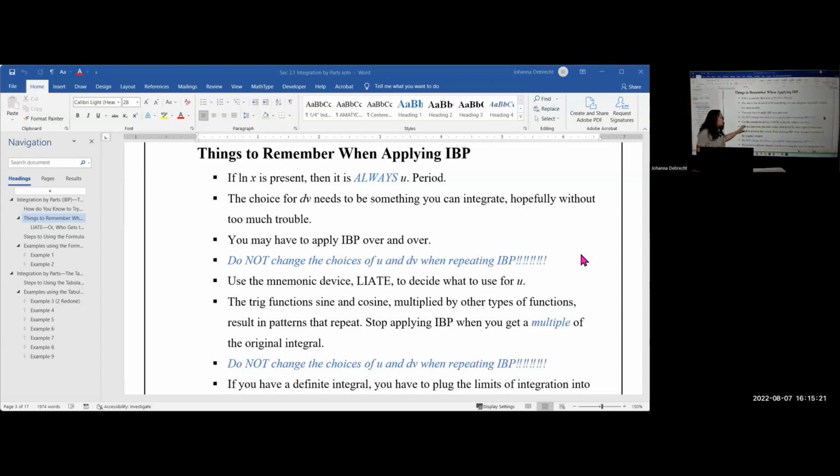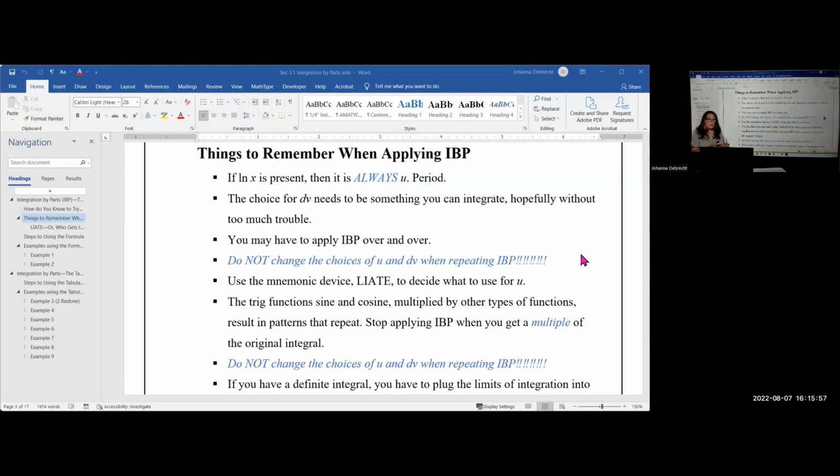We're going to use a mnemonic device, LIATE, which one of my students nicknamed Liate, so I still call it Liate in his honor. And this is going to help us decide what to use for u. We'll talk about how that mnemonic device helps us in a minute. Basically, if you're wanting to jump ahead: logarithms, inverse trig, algebraic, trig, and exponentials. That's why logs always get to be u. They're first in the list. And exponentials are at the very tail end. They almost never get to be u.